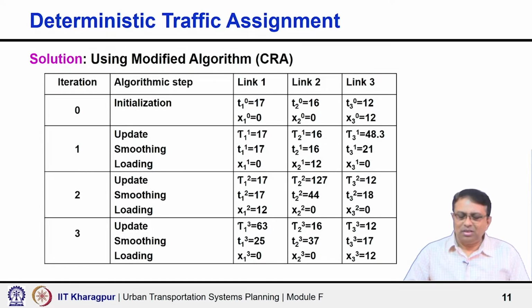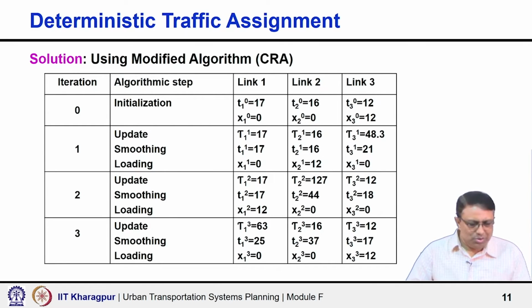for link 3, now the load is 0 in the previous iteration, so the time with 0 load should become 12, but we do not make it 12. 0.75 of the previous one, which was 21, plus 0.25 into 12. So, it becomes 18. Now, you see, I compare 17, 44, 18 and then do the next loading. So, the next 12 gets loaded in link 1.